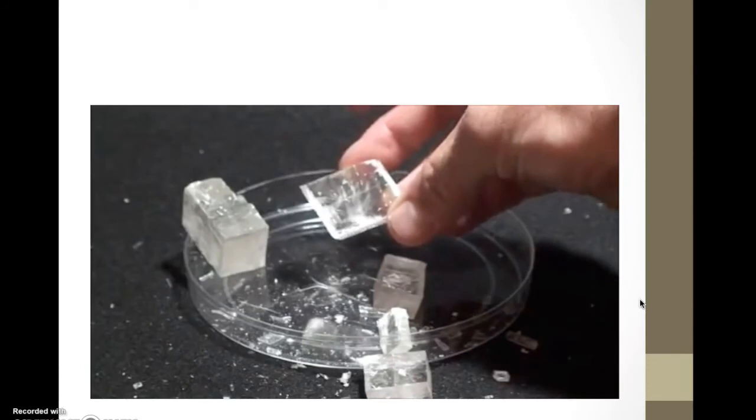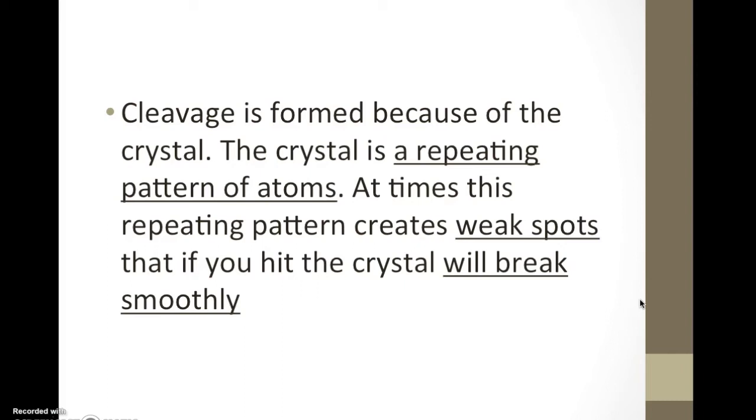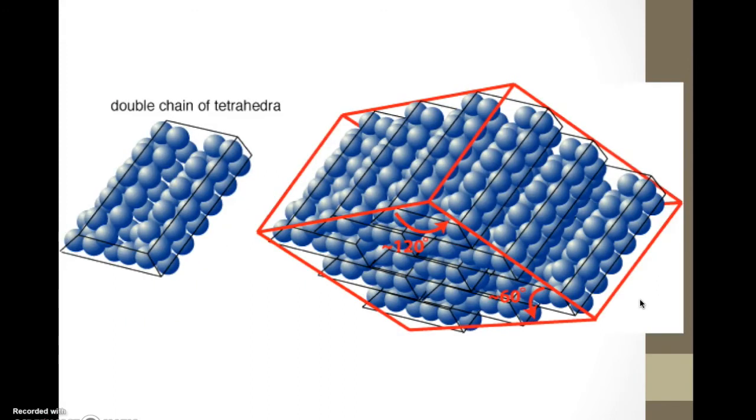Okay? Now the reason why that happens is because of the crystal itself. As I said, crystals are formed from repeating patterns of atoms. And at times, that repeating pattern of atoms creates repeating weak spots. And if they all happen to line up, you hit it on that weak spot and it will split as if you cut it with a knife. Okay, forming a smooth edge.